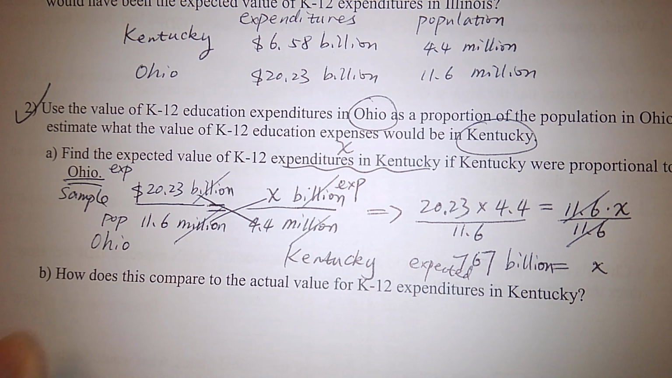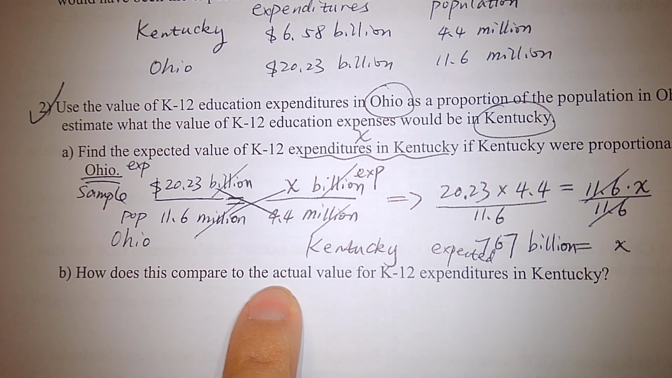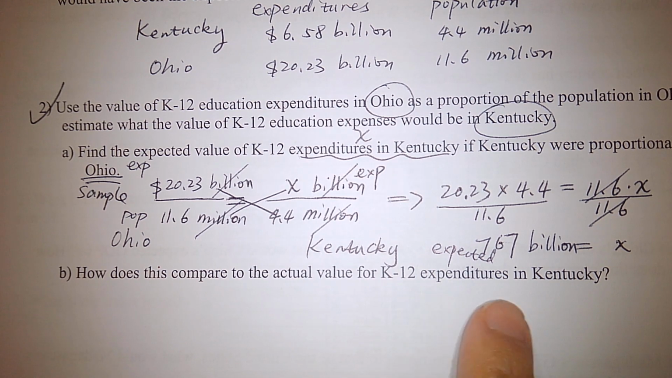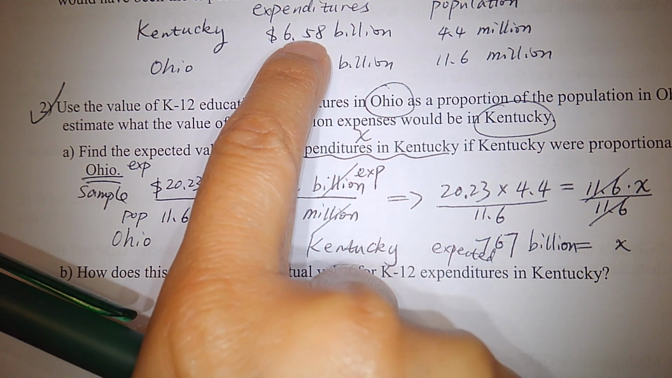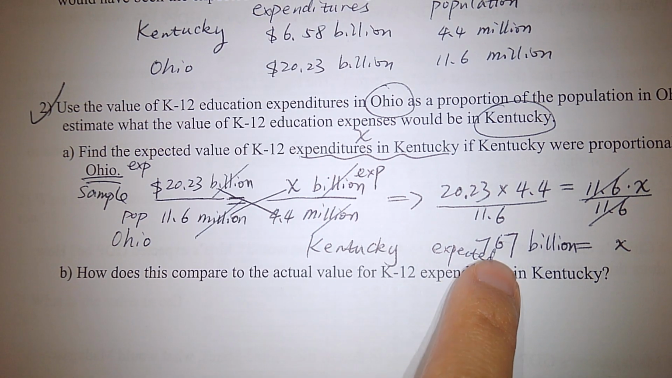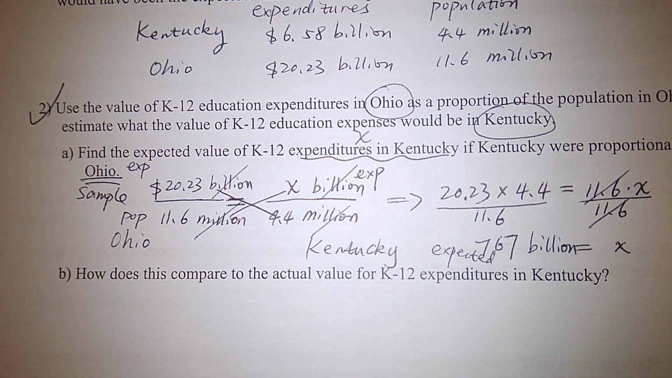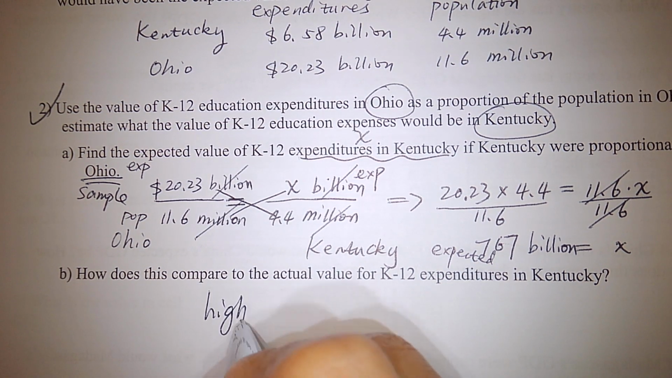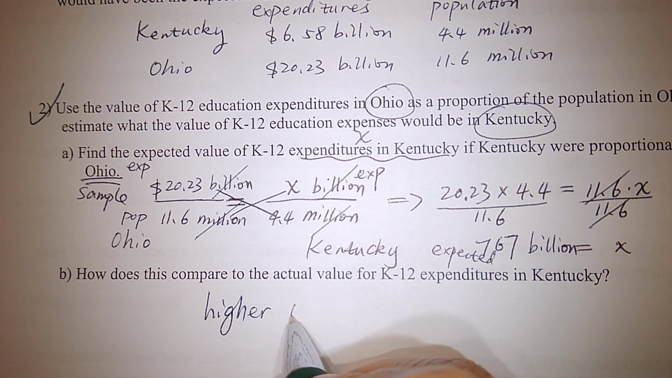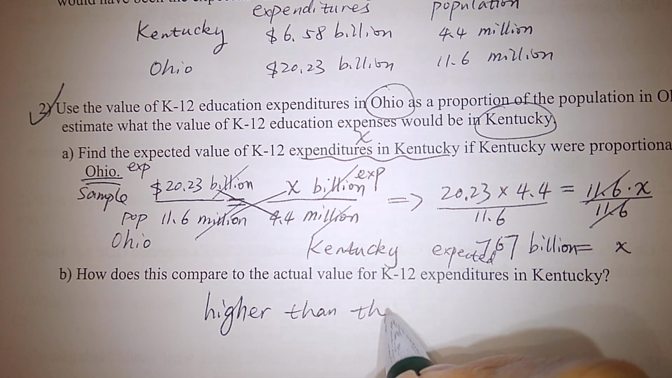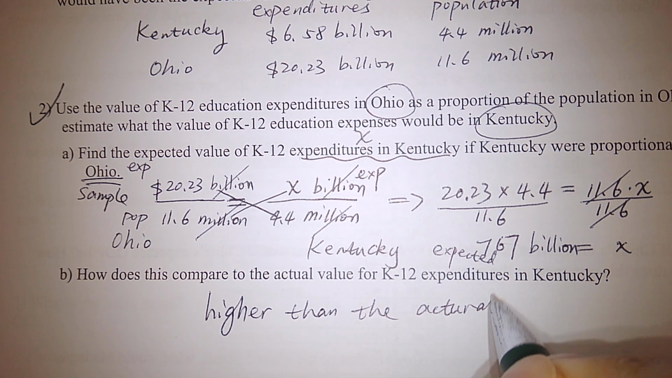Okay, now question B. How does this compare to the actual value for K-12 expenditures in Kentucky? This number compared with the actual one, is it higher or lower? Higher. So that means Kentucky should spend more according to Ohio. But actually, it's not. Okay? So higher than what? Than the actual value.